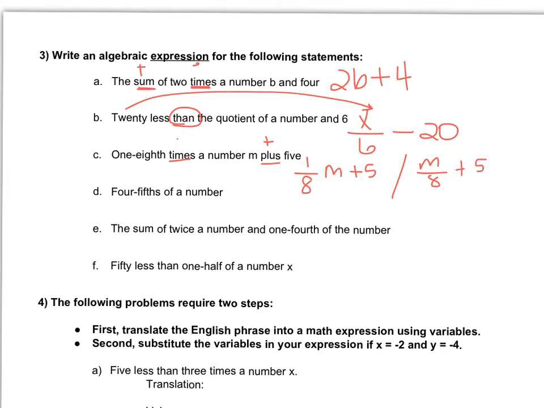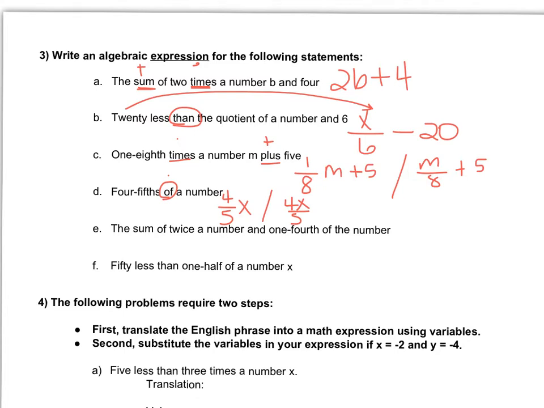If I look at letter D, 4/5 of a number. Of just means multiply. So 4/5 of a number x. But remember I also mentioned anytime a variable is on the side of a fraction, it really belongs on top. So I could also write it like that.